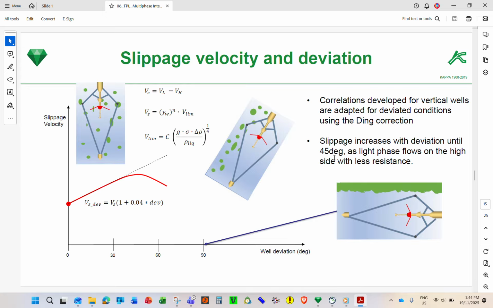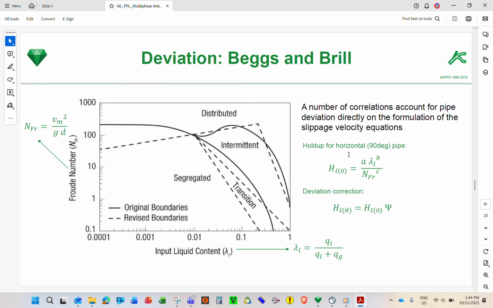So it's definitely real. You may see the straight line or the revised boundaries they show. This is different in the deviated or horizontal. In the vertical, we are mostly in the bubble, slug, mist regimes, right? But in highly deviated or horizontal, we have a different flow regime, so it is different. You might have some different calculation as well for different slippages or different flow regimes.